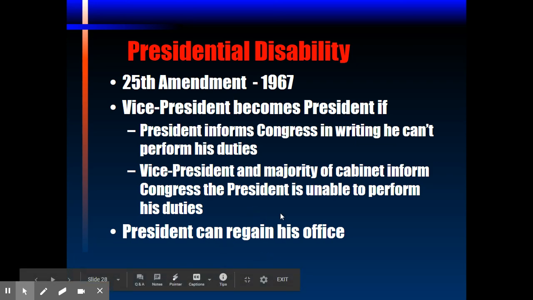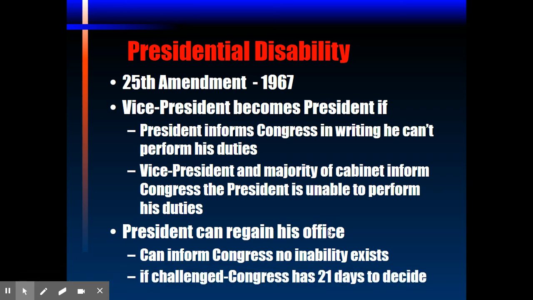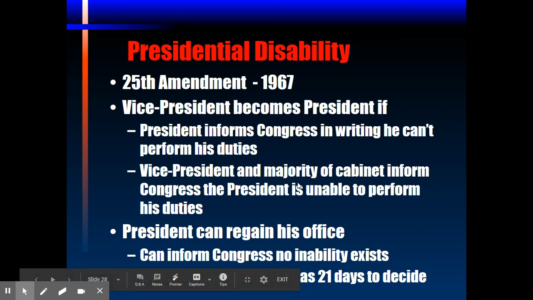The president can regain his office, though, when he informs Congress that no inability exists. Congress has 21 days to decide, and after that 21st day, they will either return powers or decide that he is not fit. And that process kind of starts over from there.